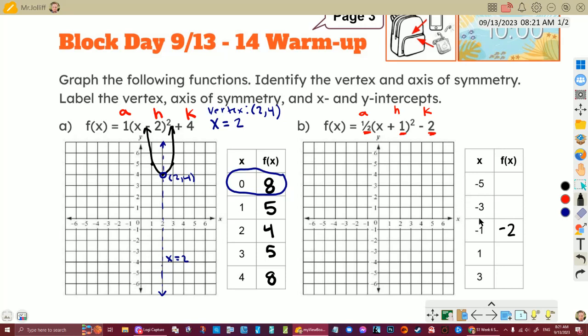And this time I'm going to do the plug and chug without writing it out. So I'm going to actually do the bottom half of the table. I think those positives will be easier. So 1 plus 1 is 2. 2 squared is 4. 4 divided by 2 is 2. And 2 minus 2 is 0. And then for 3 plus 1 is 4. 4 squared is 16. 16 divided in half is 8. And 8 minus 2 is 6.